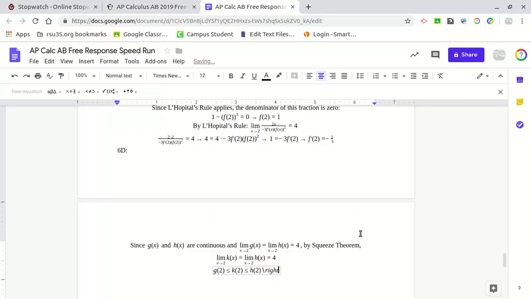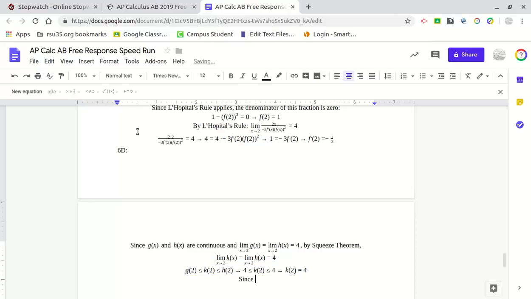So what is g of 2? It's 4, because of the tangent line, again. And then what's h of 2? 4. So k of 2 is between 4 and 4, so k of 2 is 4. So you can see the limit as x approaches 2 of k of x is 4, and k of 2 is 4, so it has to be continuous.